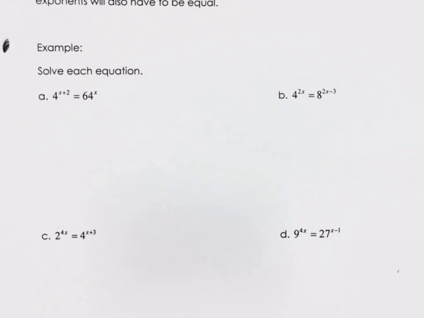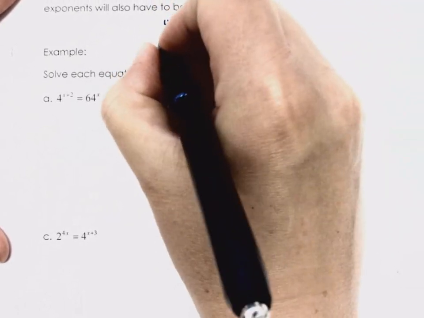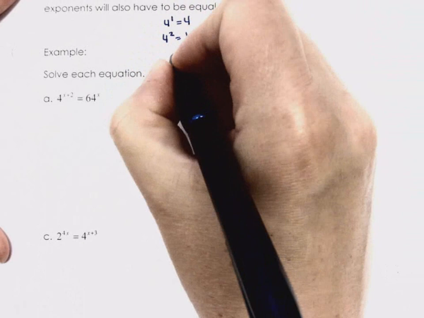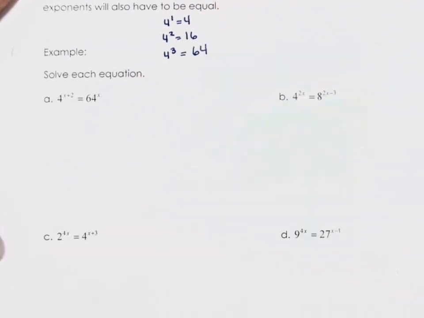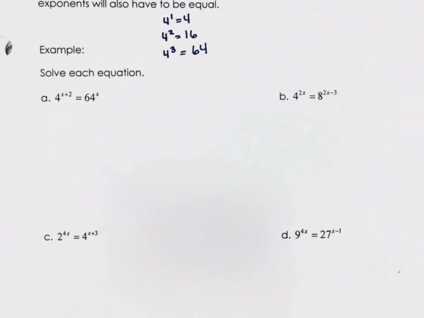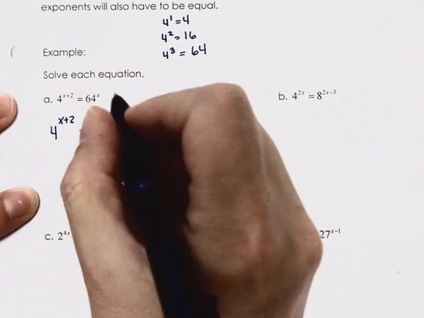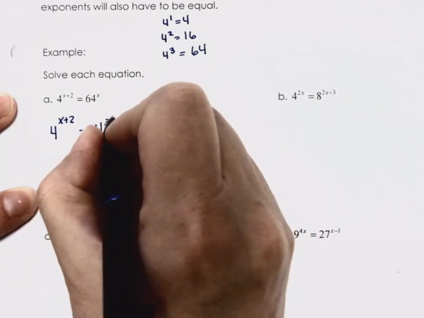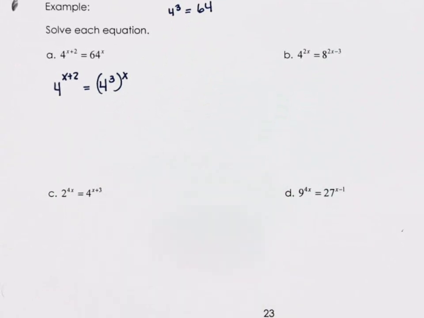If we don't know that, we start: 4 to the exponent 1 is 4, 4 to the exponent 2 is 16, 4 to the exponent 3 is 64. I could have gone with base 2 numbers as well. If you wanted to do that, that would work. So we have 4 to the exponent x plus 2 equals 4 to the exponent 3, to the exponent x. All I did was replace the 64 as the power.